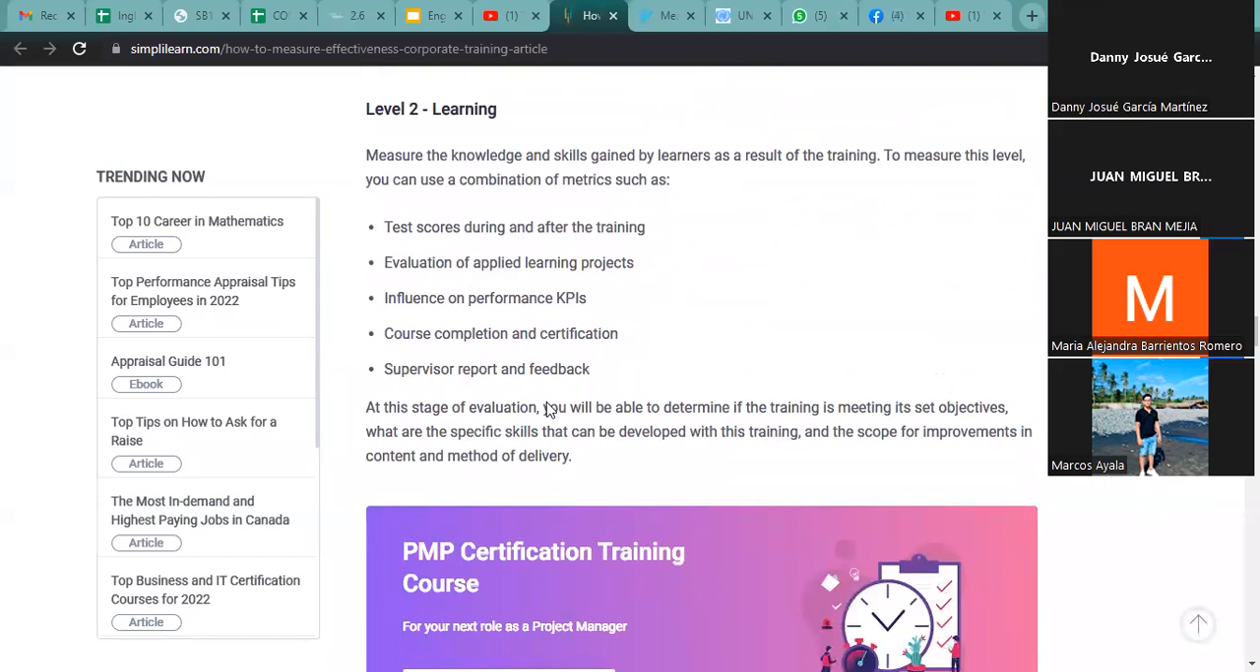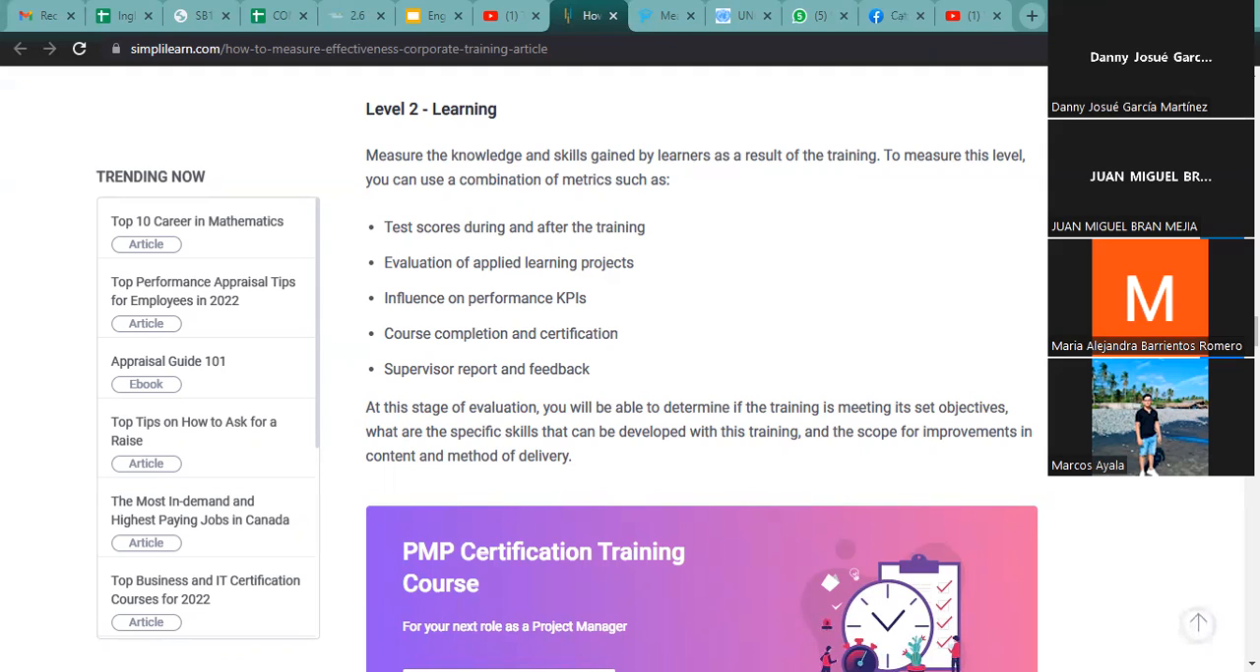So, level number two is going to be for Maria Alejandra. Okay, level two, learning. Measure the knowledge and skills gained by learners as a result of the training. To measure this level, you can use a combination of metrics such as test scores during and after the training, evaluation of applied learning projects, influence on performance KPIs.